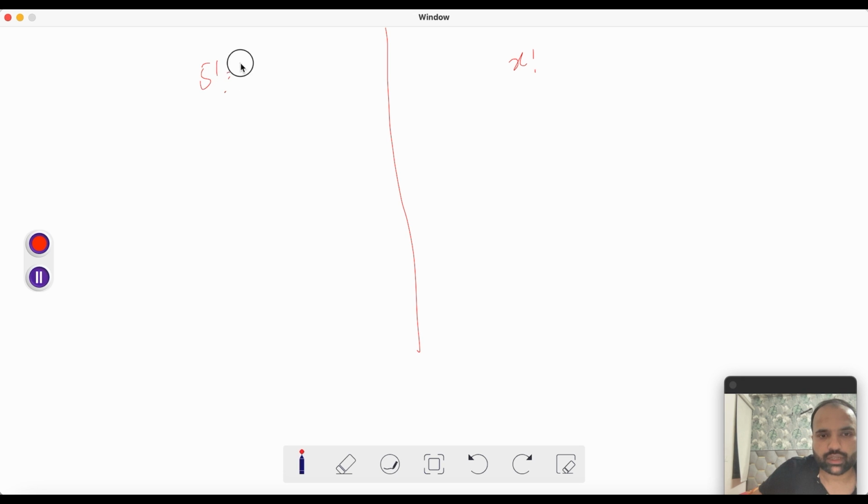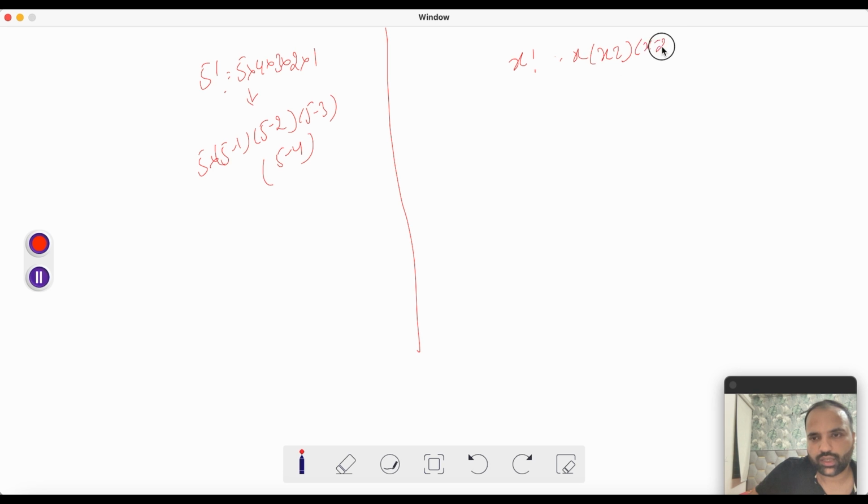Can we write 5 factorial as 5 into 4 into 3 into 2 into 1? Easy. So similarly, can we write x factorial as x? Now understand what has happened over here first. What has happened is 5 minus 1, 5 minus 2, 5 minus 3, 5 minus 4. So over here we can write x minus 1, x minus 2, x minus 3, x minus 4. It can go to any term because I've just taken 5 over here, so I'm just correlating it with these particular numbers.